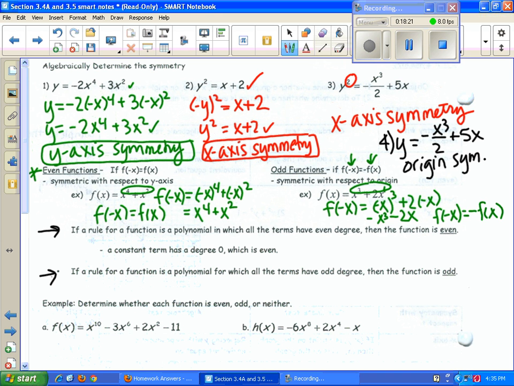Remember that even, again, is symmetric with respect to the y-axis. Odd is symmetry with respect to the origin. X-axis symmetry is neither an even nor an odd function. In order to tell if it's even or odd, you can look at the powers, but you still need to know this test where we replace x with negative x in your function. If you get an equivalent statement back, then it's even, and you also need to know this one right here. It's important.